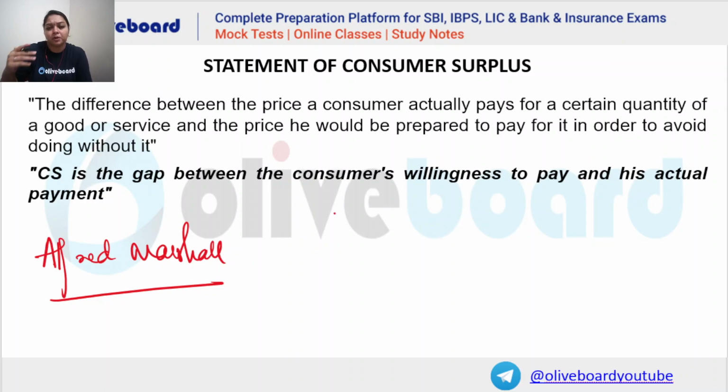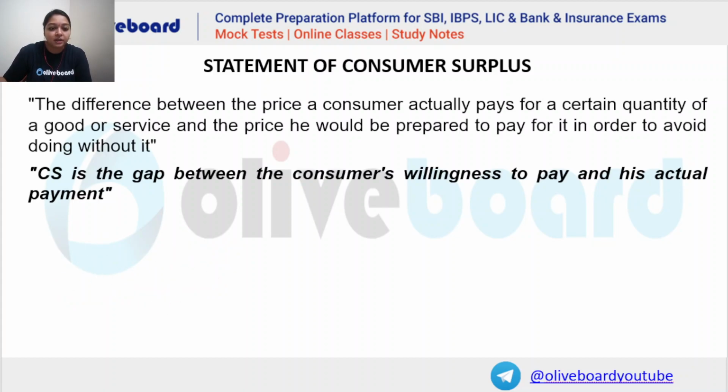Now consumer surplus is the gap between the consumer's willingness to pay and his actual payment. So in that example, you are willing to pay 30,000, but the actual payment is 20,000. So the gap is 10,000. So that is your consumer surplus. That is your extra satisfaction, right? So we are going to go in depth also in this. Don't worry regarding that, right?